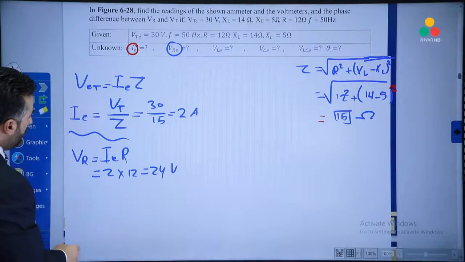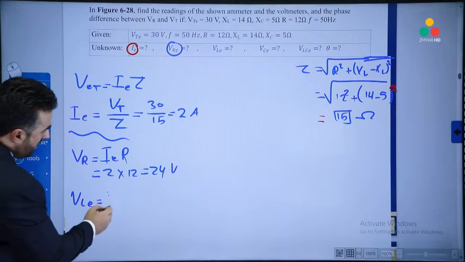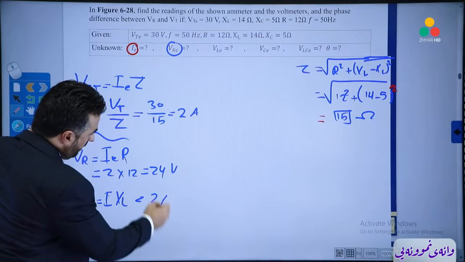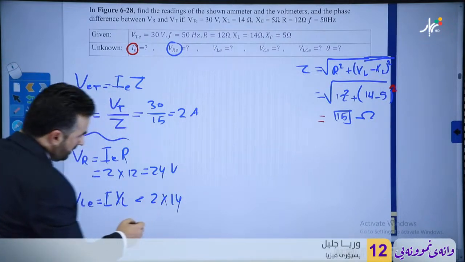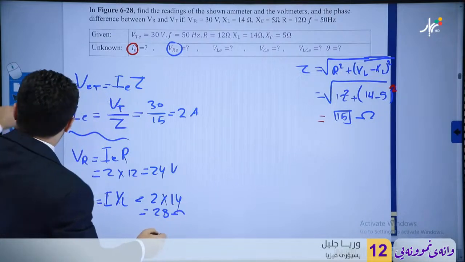And then the next one here, we have V across the inductance here. Once again, that is current times XL, don't forget, okay? So the current was 2 amperes multiplied by XL, which was 14, yes? So 2 times 14, that is basically 28. Don't forget, that is the voltage here.